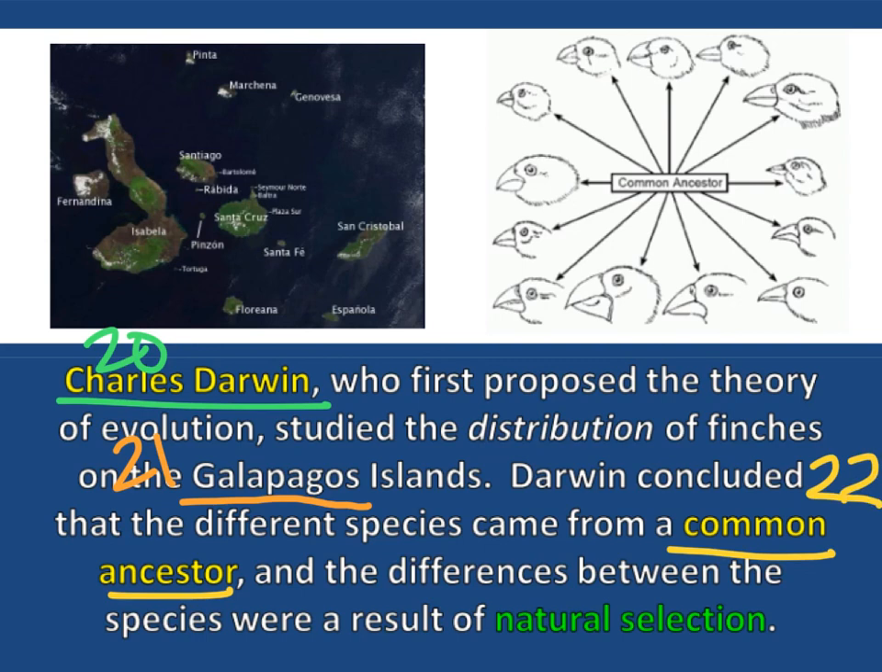Number 23, what process did Darwin believe had created the differences in the finches? And that is natural selection. Number 23, natural selection.